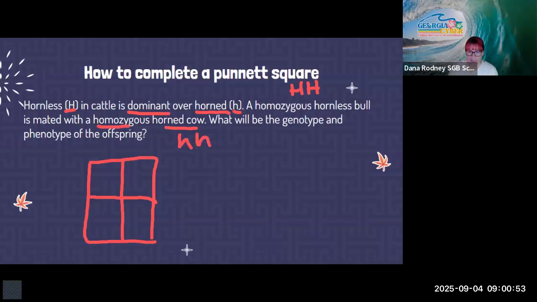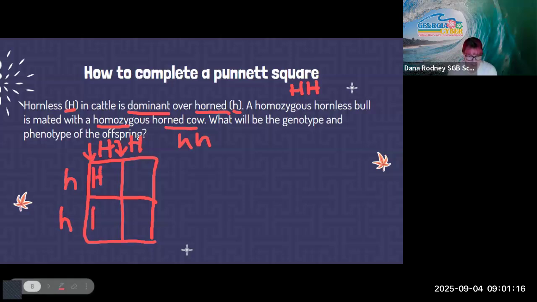So we want to know the genotype and phenotype of the offspring. So we put one parent across the top. And just like he said, it doesn't matter which one is which. Typically, whatever the first parent is in the problem, that's the one I put on the top, but it really doesn't matter as long as you keep them together. So the other parent goes along the side, and then we just carry our information in. So we're going to bring our capital H's down into each box. And then we are going to bring our lowercase h's across into each box. And then we can analyze it.